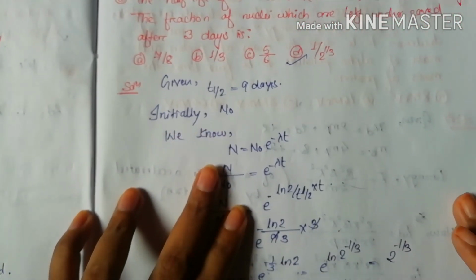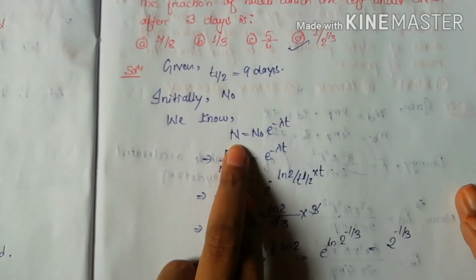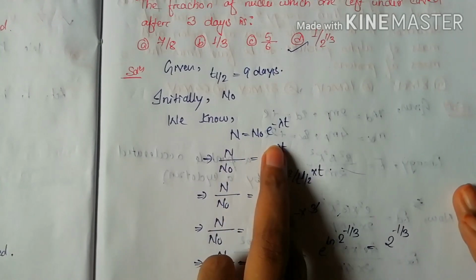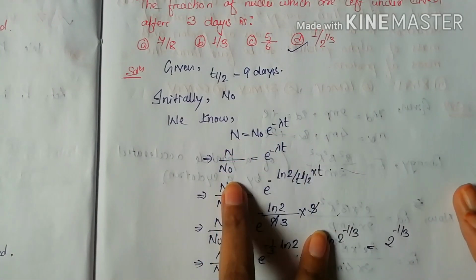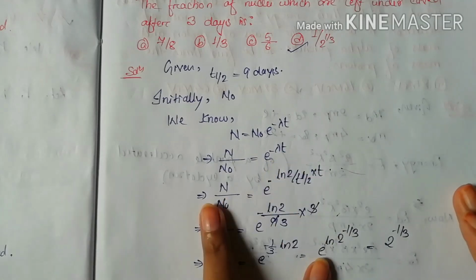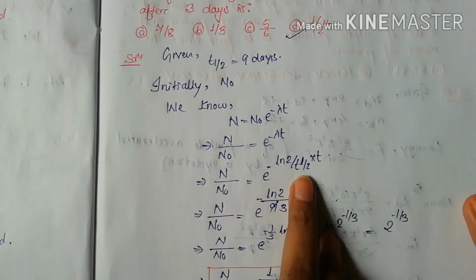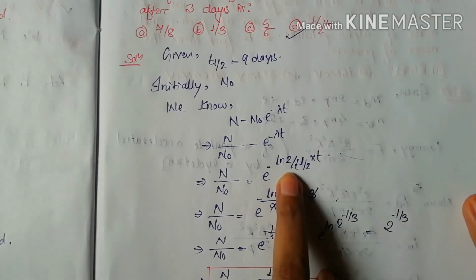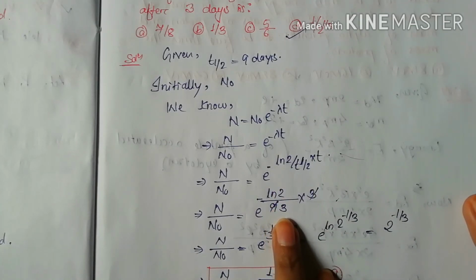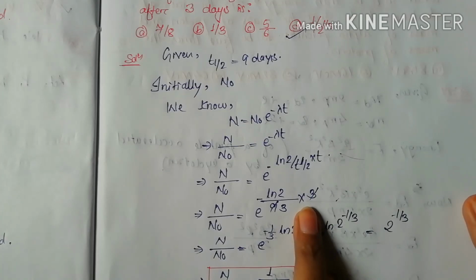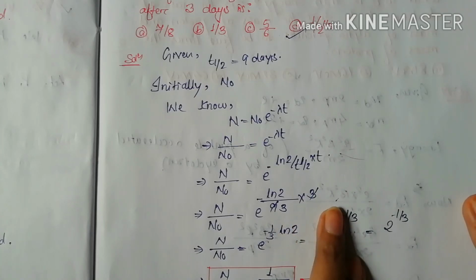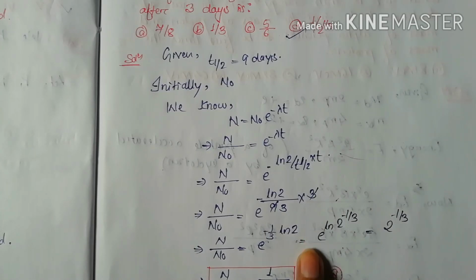According to the radioactive decay law, the remaining number is denoted by n. So n is equal to n0 e to the power minus lambda t. So n by n0 is equal to e to the power minus lambda t. Lambda can be written as log 2 by t half, so the exponent is minus log 2 by t half into t. Log 2 is as it is, t half is 9, and small t is 3 according to the question. This is the time after which we have to find the fraction of nuclei left undecayed.